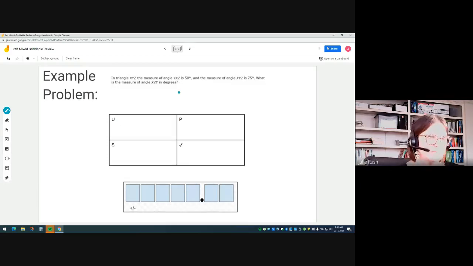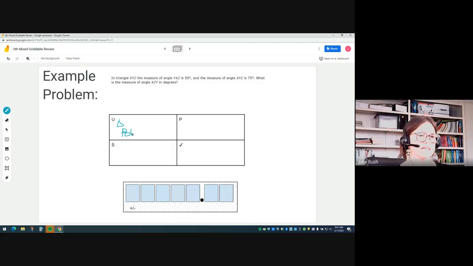Okay. In triangle XYZ, the measure of the angle YXZ is 50 degrees, and the measure of angle XYZ is 75 degrees. What is the measure of angle XZY in degrees? Well, this is understanding. What are they talking about? They're talking about a triangle, and degrees in a triangle. So this is a triangle problem, and it's talking about angle measures. And I know that all 3 angles in a triangle equal 180 degrees.